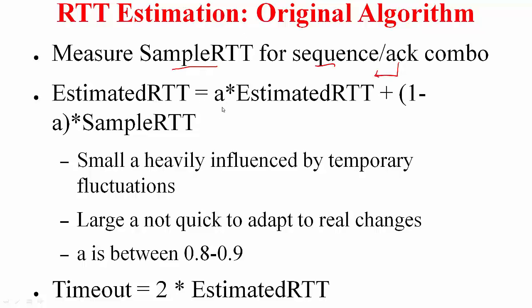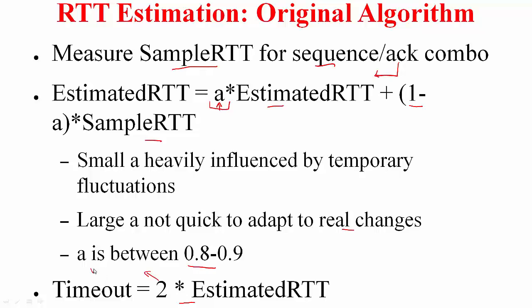This is nothing but a weighted average where you give a weight of A to the estimate and a weight of 1 minus A to the current sample. So naturally, if you use a small value of A, you are going to react to the temporary fluctuations. That is, you are giving more weight to the current samples. On the other hand, if you use a large value of A, you are not very quick to adapt to changes. The original algorithm chose a value of A between this and this because it didn't want the temporary changes to affect the estimates. And the timeout value was chosen as twice the estimated round trip time.